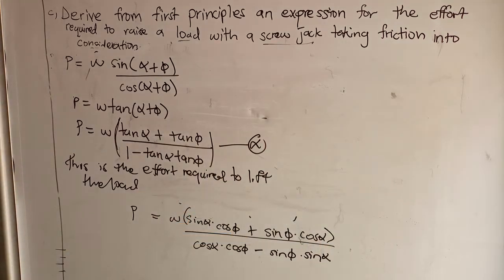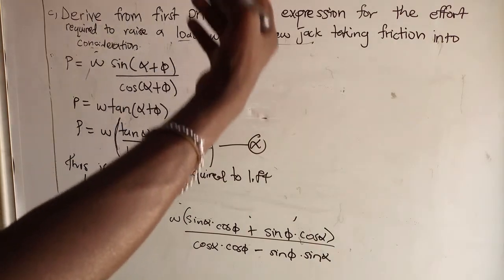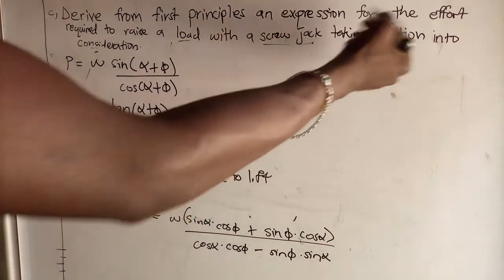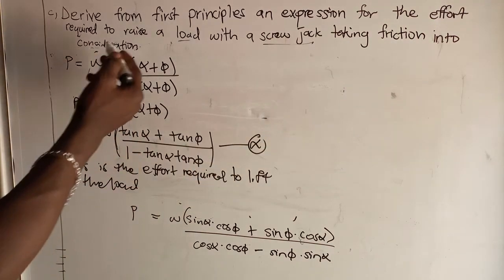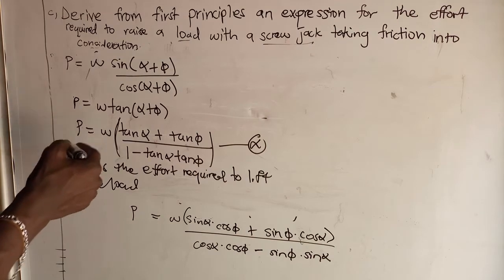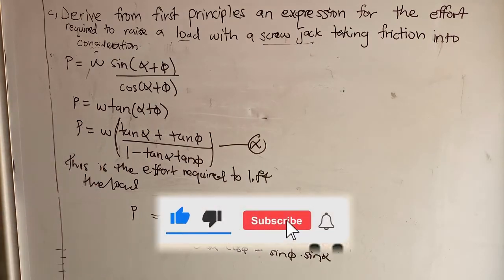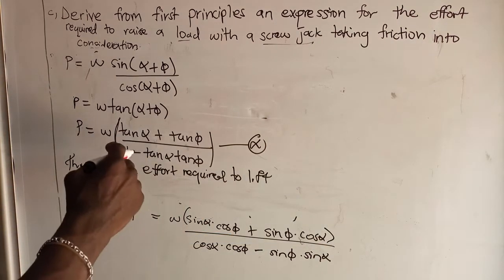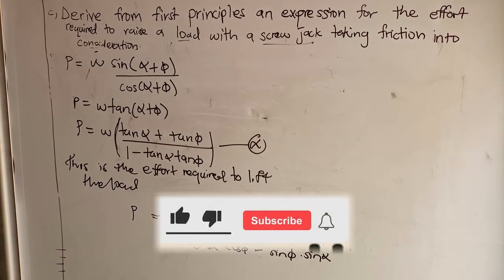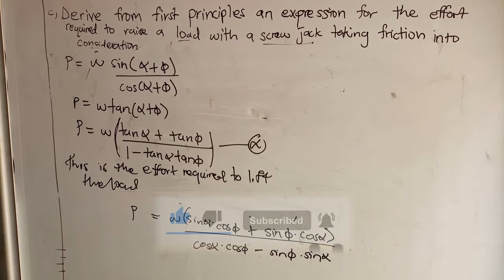So P is that. So the question, as it was saying, that from first principles, they wanted us to derive an expression for the effort required to raise the load with a screw jack taking friction into consideration. So meaning that P is the effort that is required. Using this expression, we can generate the actual effort required to raise the load. So that's the answer to our question here.